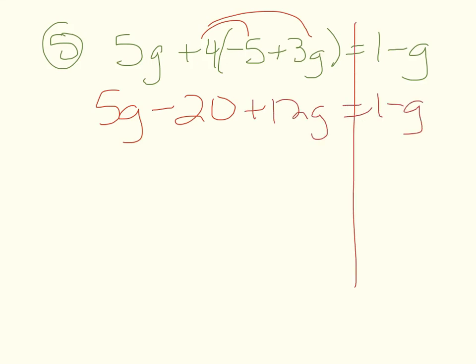I still have like terms over here, so I'm going to combine my like terms. Don't move until you combine like terms. So I have 5g plus 12g is 17g, minus 20 equals 1 minus g.